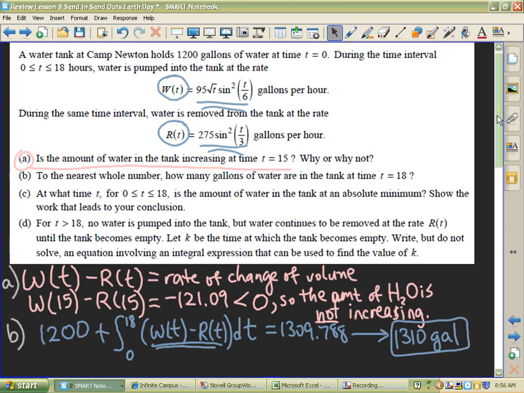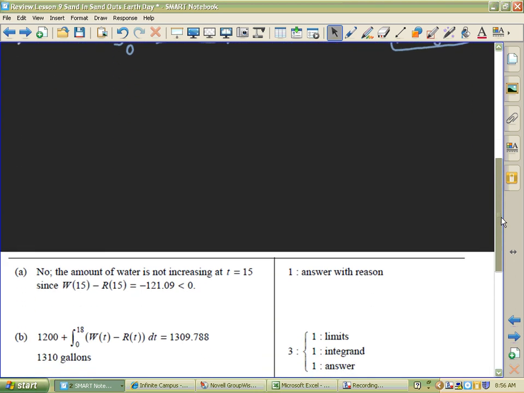That is a big deal. So how many points are we up to? We're up to 4 points. We had an answer with a reason. We had limits. So if you integrated your birthday from 0 to 18, you got a point. If you integrated W minus R from your month to your day, you got a point. It's never a bad idea.